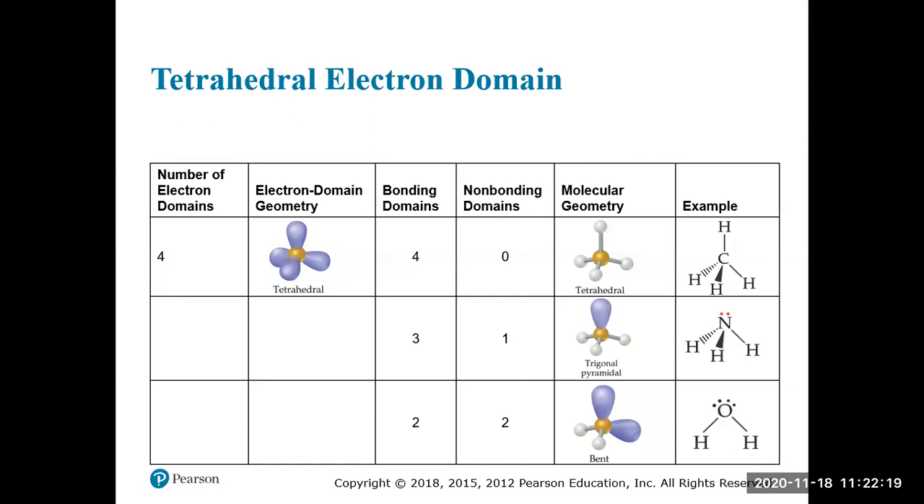And then if we have 2 bonding and 2 non-bonding, as designated by the 2 blue lobes for the non-bonding domains, now we have a bent shape. So it doesn't straighten out once again because of those lone pairs of electrons and the electron repulsion that is associated with it.